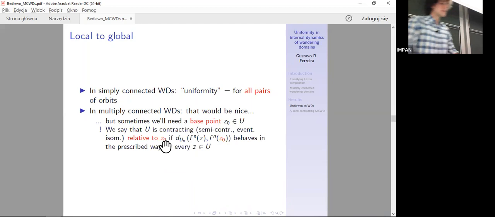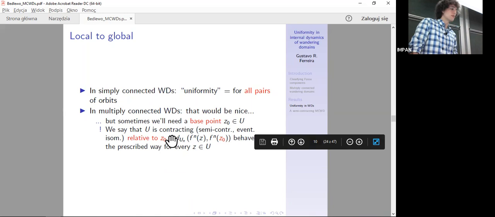So we say that U, our wandering domain, is contracting or semi-contracting or eventually isometric relative to some point z naught in U, if the hyperbolic distance from any other point relative to z naught behaves in the prescribed way that we want, right? Contracting, semi-contracting, or eventually isometric. And so with that in place, we can state our theorem.